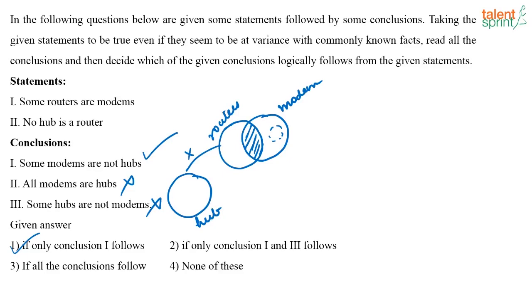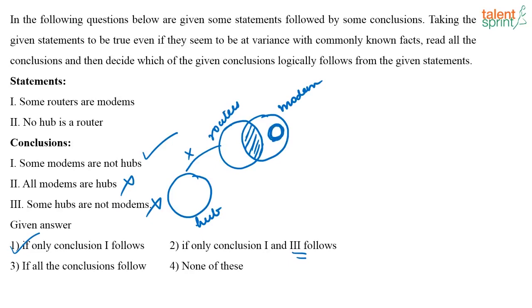Is it clear? Only 1 follows. Some of you are saying 3 follows. Why are you saying 3 follows? What does 3 say? 3 says some hubs are not modems for sure. I only know that router and hub should be disjoint. So what is wrong if I draw the hub set here?